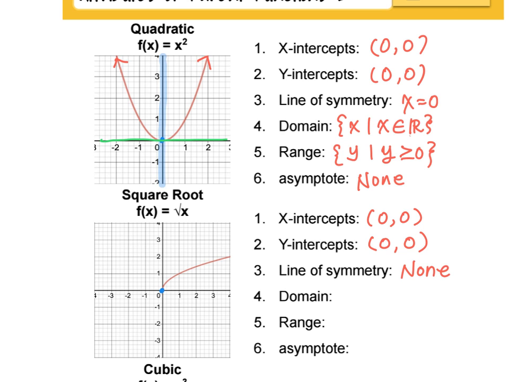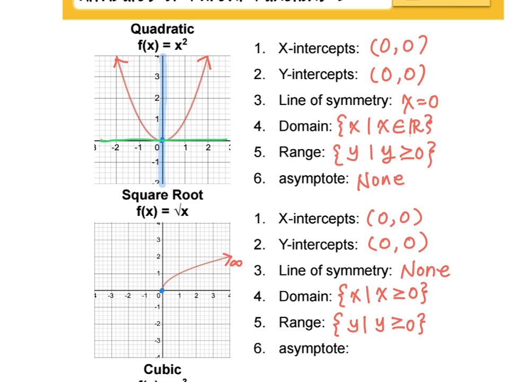And domain, you see this graph starts from that 0, 0 and only grows to the right side, right? So that means all x such that x has to be greater than or equal to 0, which means it's going to be growing to positive infinity, right? And range, y is the same thing. The y never goes below that 0, 0. So y such that y is greater than or equal to 0.